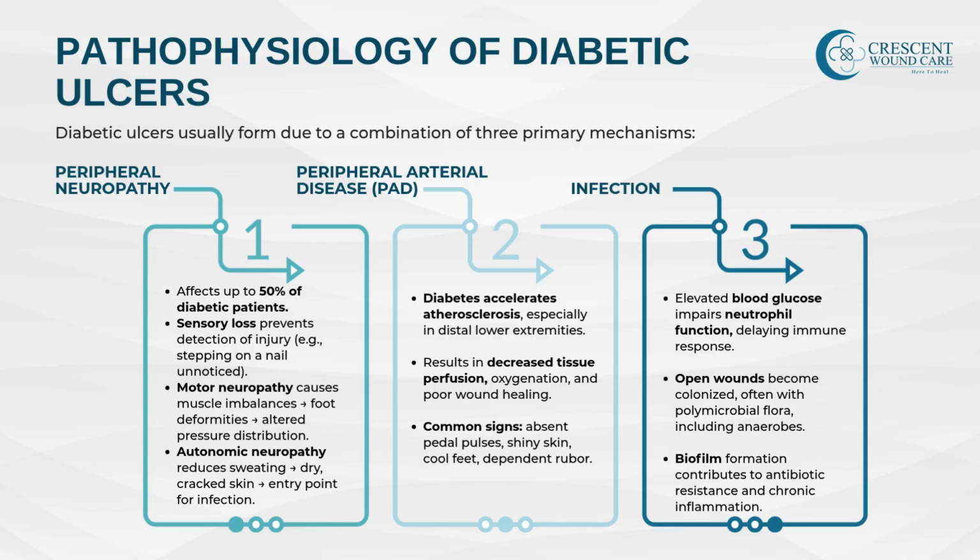When these 3 mechanisms occur together, as they often do in people with poorly managed diabetes, it creates a situation where wounds form easily, go unnoticed, and heal poorly, making diabetic ulcers one of the most dangerous complications. Understanding these mechanisms helps us to target our treatment more effectively by controlling glucose, protecting pressure points, improving circulation, and preventing infections.